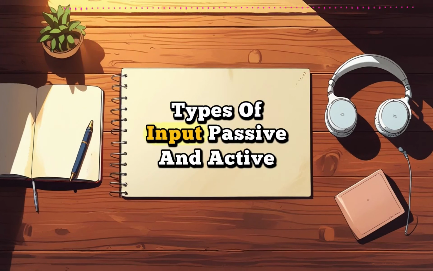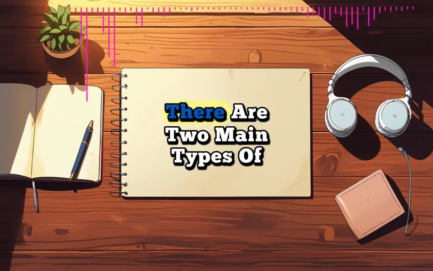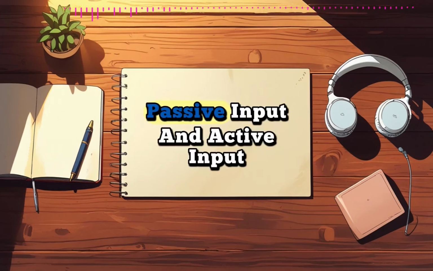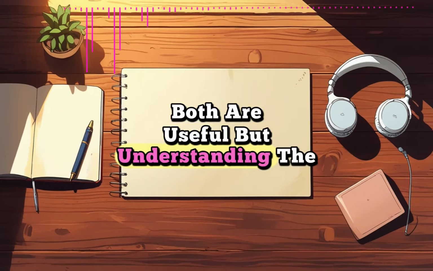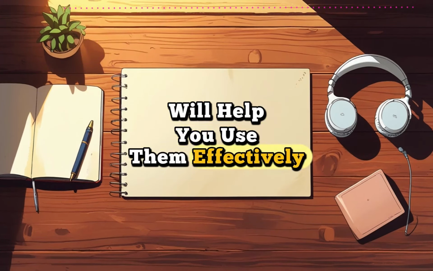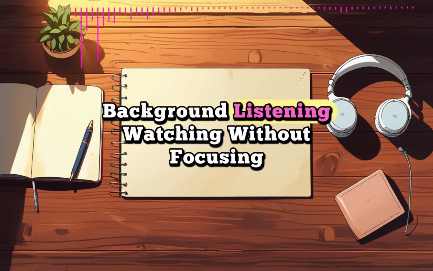Types of input: passive and active. Not all input is the same. There are two main types of input: passive input and active input. Both are useful, but understanding the difference will help you use them effectively. 1. Passive input: background listening, watching without focusing.